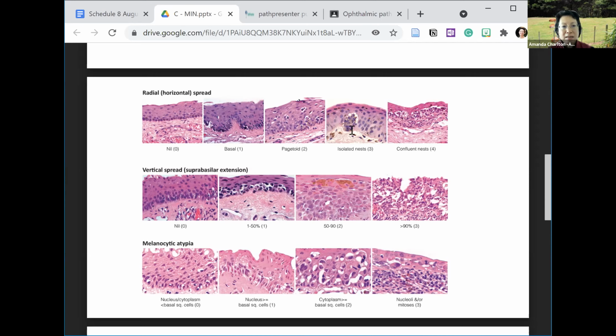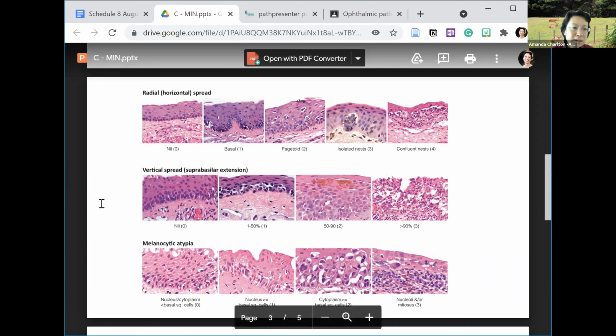And another pattern in the horizontal dimension, these are nests. It's still intraepithelial. So we're talking about intraepithelial neoplasia. We're not talking about invasive melanoma yet. This is all intraepithelial, IN. Nested form, and here the nests have become confluent. So that's in the horizontal dimension.